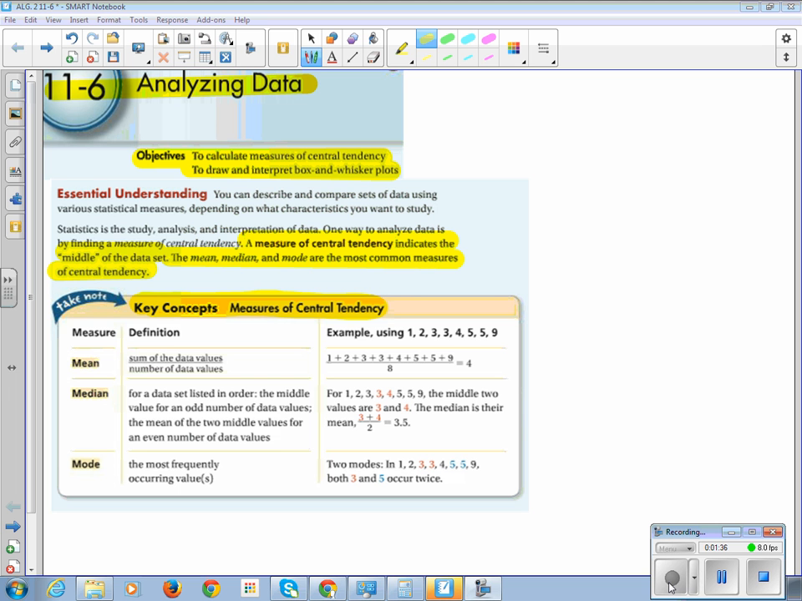The median is the middle value, or if you have an even number of data, it is the average of the two middle values. So it's the mean of the two middle numbers. And the mode is the value that occurs most often.